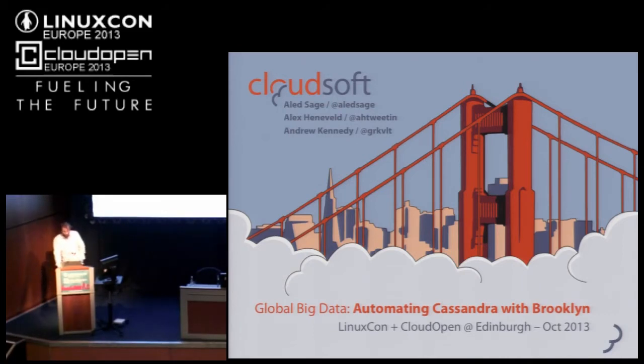The topic is rolling out a high availability Cassandra cluster in multiple clouds, multiple availability zones within clouds. Some of the tricky issues that you hit when you start to use cloud in anger for real applications that you want to be reliable. The tool we'll be using for this is the open source project Brooklyn.